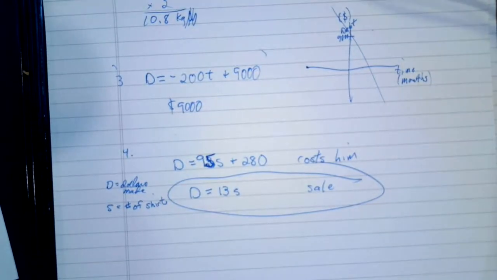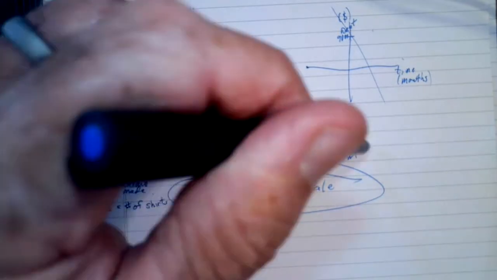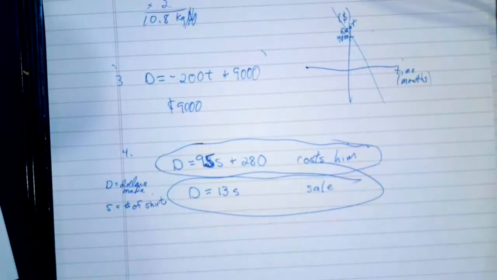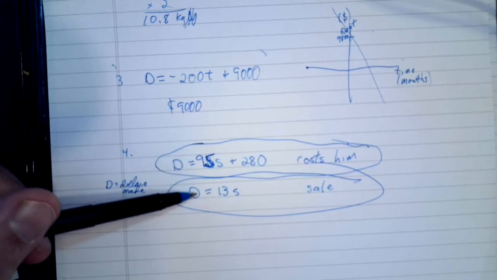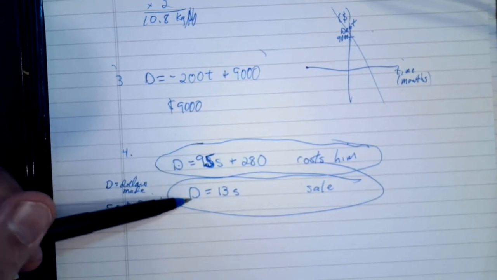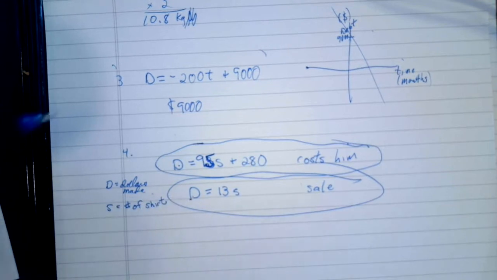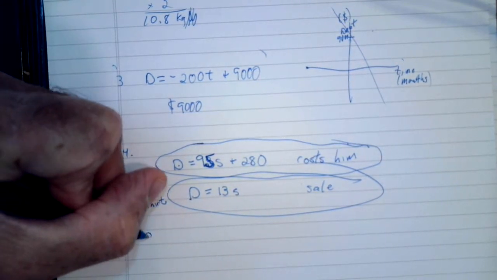Okay, then what's a linear equation? It's just how much money he spends, or in other words, it costs him that much. Okay. Now, how many t-shirts does he have to sell to break even? Well, if this and this are the same, in other words, if it costs him the same as he makes, then he breaks even. So I'm just going to write that as an equation.